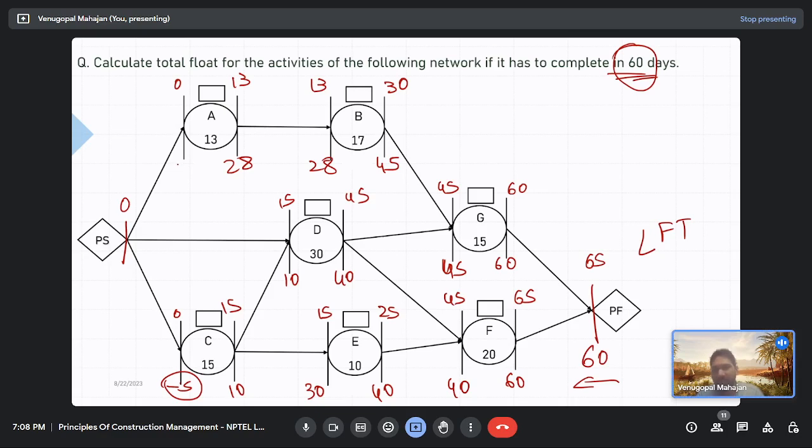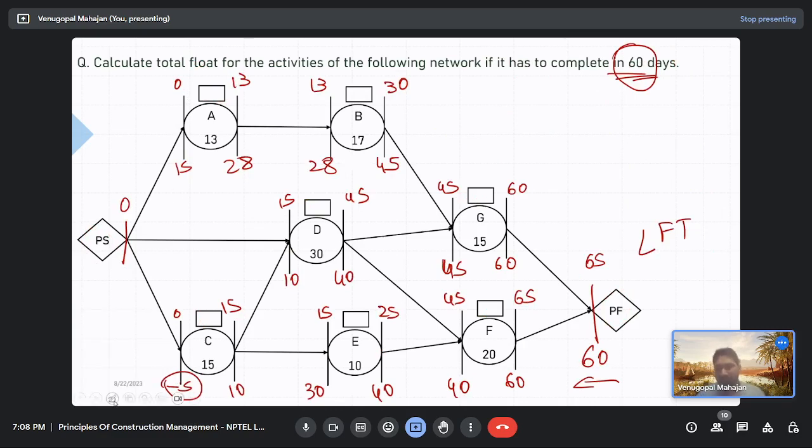And how much is this now? Right? Okay. Have I written correctly? Yes, sir. Yeah.